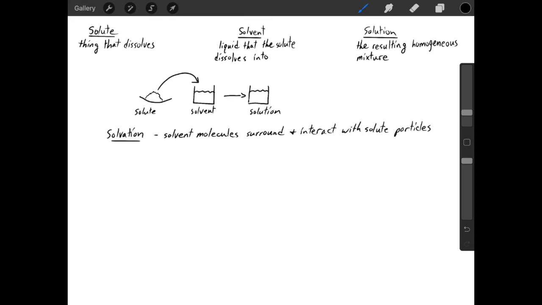And the reason why the solvent molecules are going to surround and interact with each of the solute particles is related to intermolecular forces and competing equilibria. And those are things that we haven't talked about yet, so we'll pass on the detailed explanation for now. But in short, the solute to solvent attraction has to be stronger than the solute to solute attractions or solvent to solvent attractions.